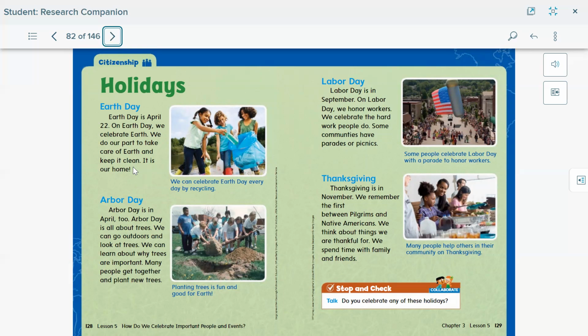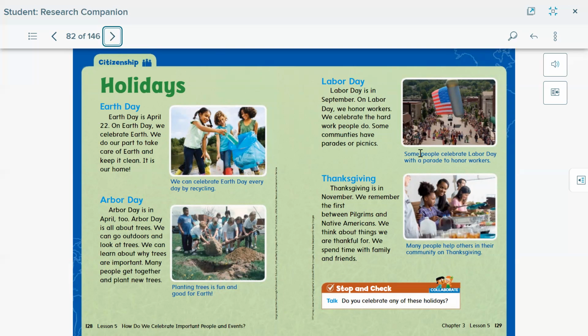Labor Day. Labor Day is in September. On Labor Day, we honor workers. We celebrate the hard work people do. Some communities have parades or picnics, as we see here for Labor Day.